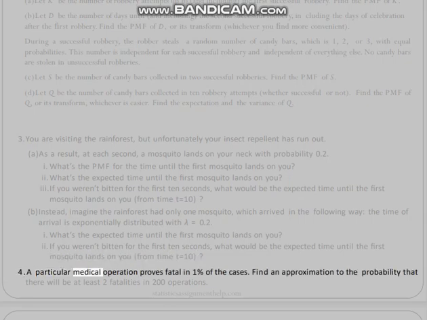4. A particular medical operation proves fatal in 1% of the cases. Find an approximation to the probability that there will be at least 2 fatalities in 200 operations.